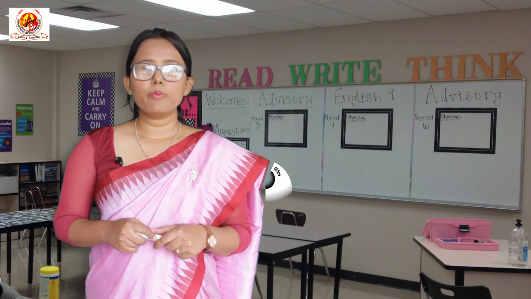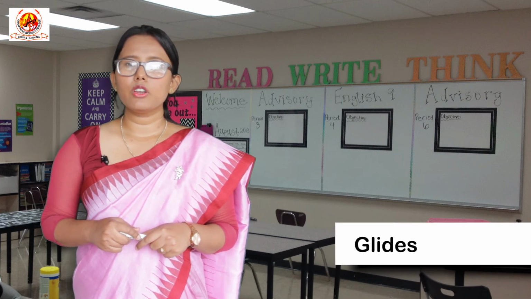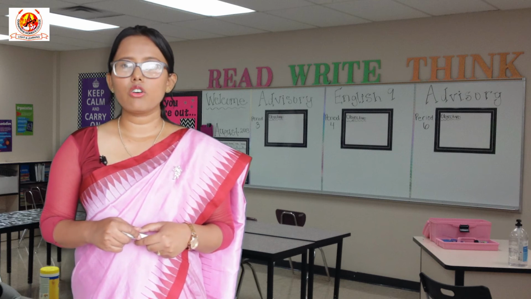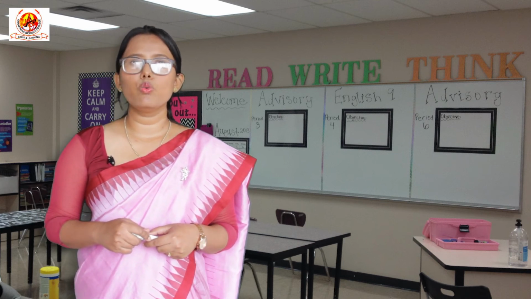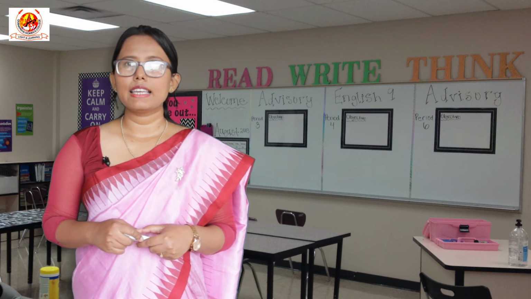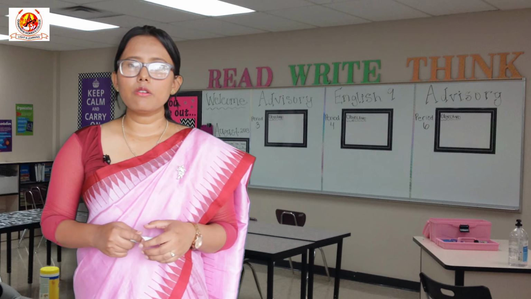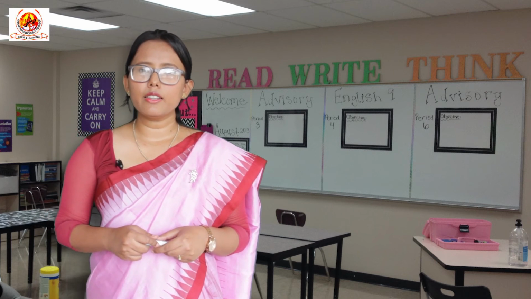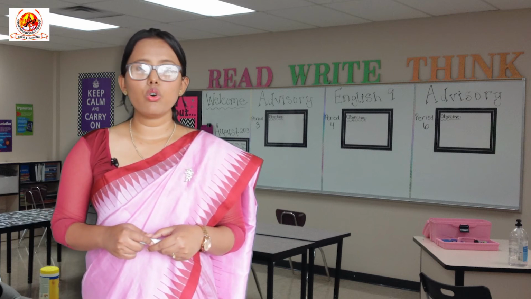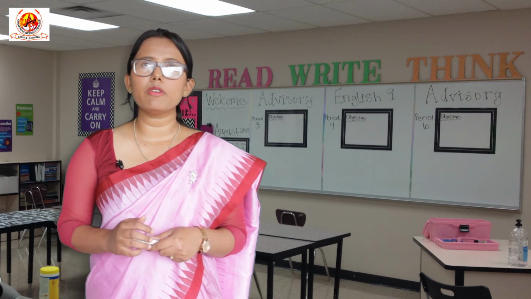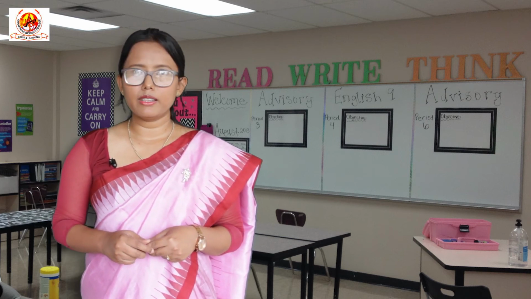Now the next group is the glides. The sounds W and Y are described as glides. They are both voiced and occur at the beginning of words like we, wet, yes, and yet. These sounds are typically produced with the tongue in motion or gliding to or from the position of a vowel and are sometimes known as semivowels or approximants.